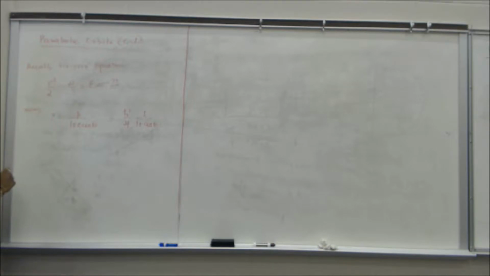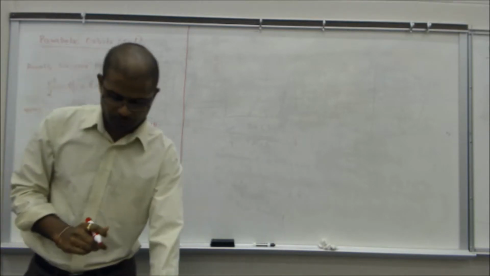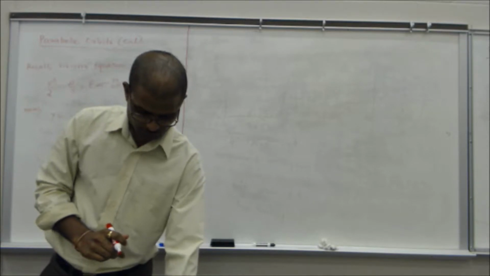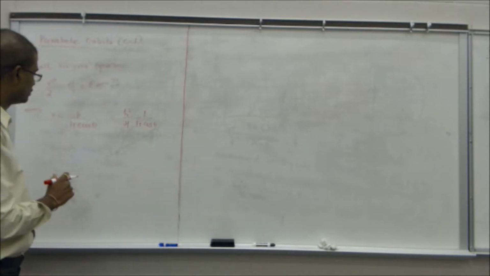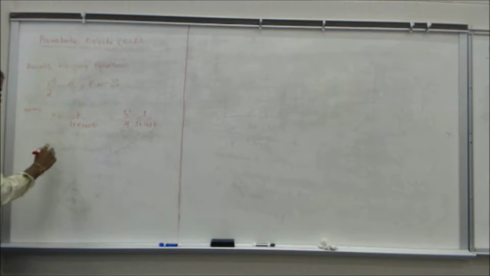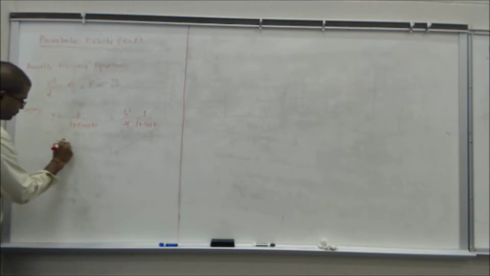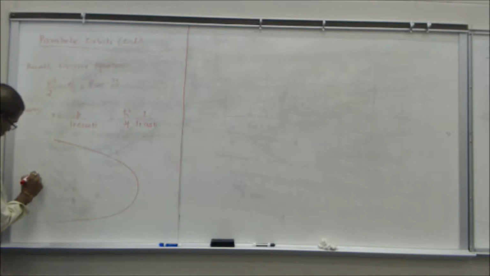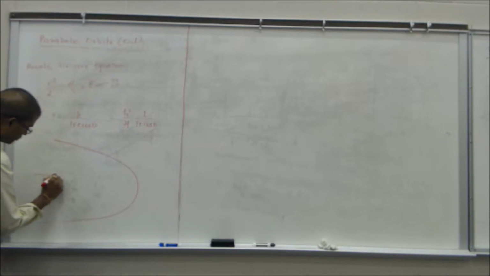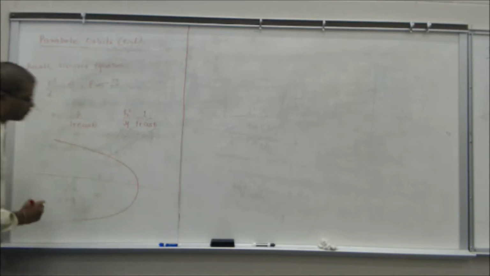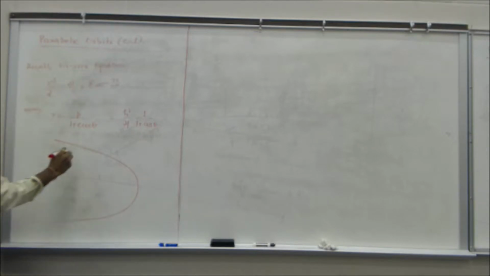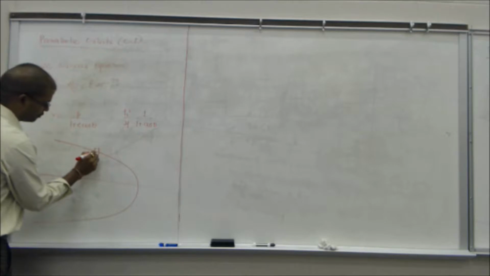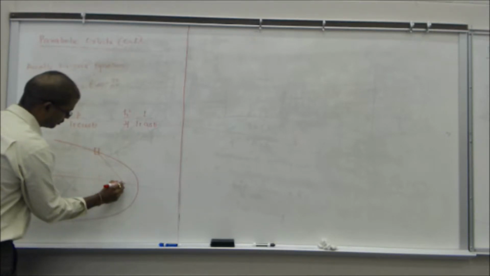So parabolic orbit. How would a parabolic orbit look like? How does a parabola look like? This is how a parabola looks like. And let's say the orbiting body is here.